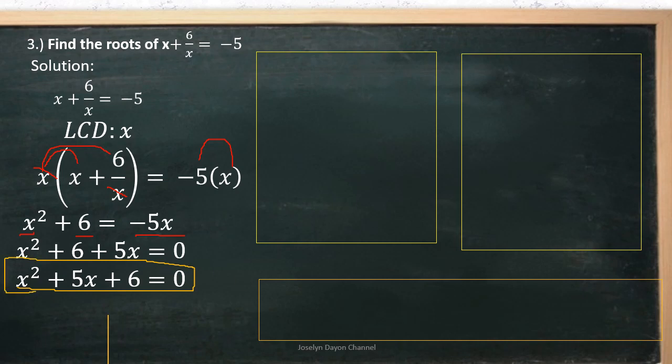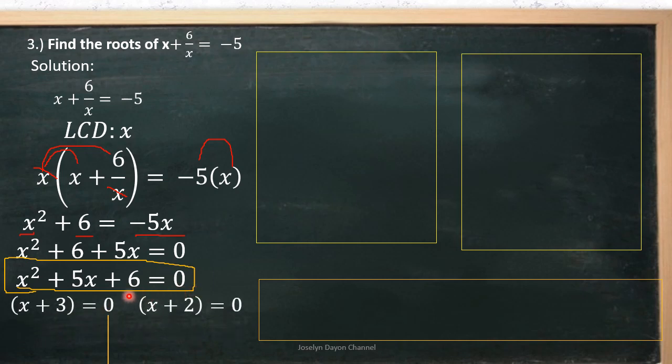Next, we have to solve for the roots of the given equation. Now we will try to inspect if the given equation can be solved by factoring, because factoring is the simplest and the fastest way to solve for the roots, provided the given equation is factorable. Okay, so the given equation can be solved by factoring.